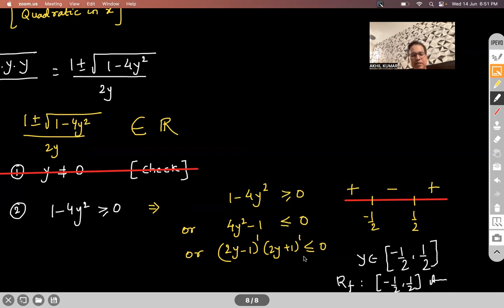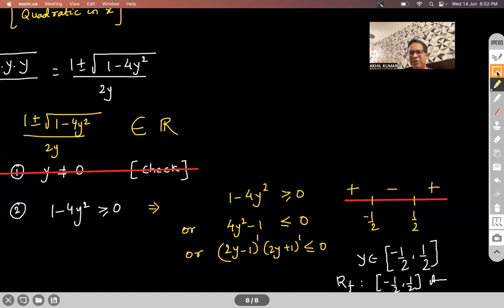So the answer is always the inequality of the discriminant, which we get. Again, let's not generalize like that. Some values here and there can be excluded also. Like last time you saw that the denominator value of y was excluded. See, avoid making any generalization till you are very sure about it.